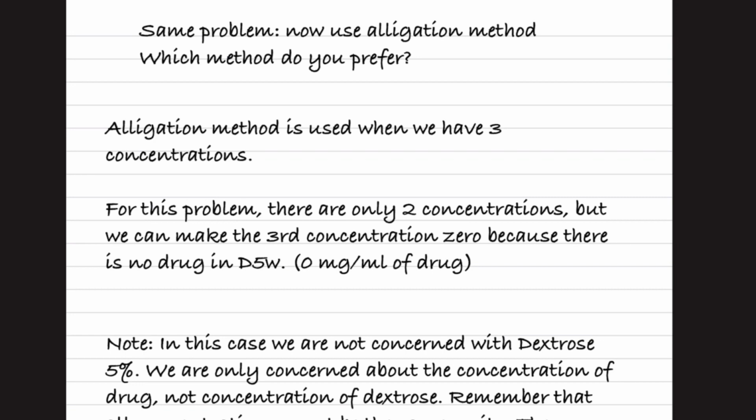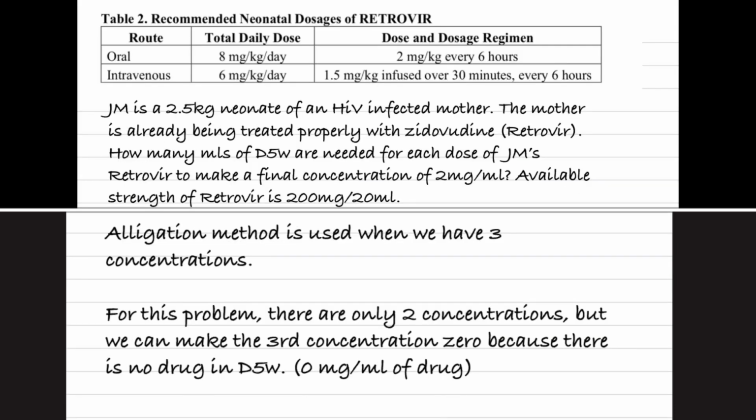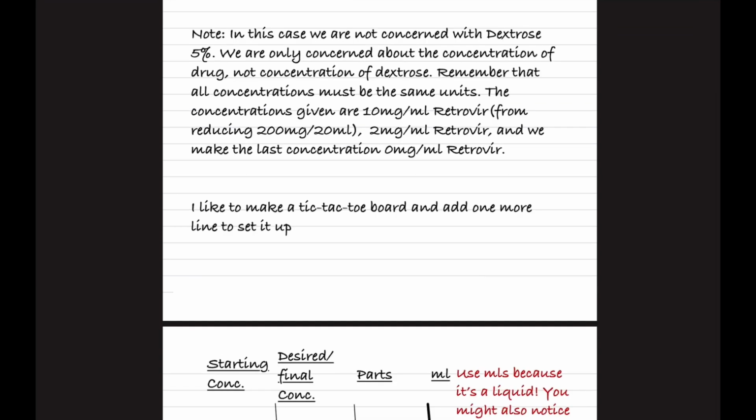Alligation method is used when we have 3 concentrations. For this problem, there are only 2 concentrations, but we can make the 3rd concentration 0 because there is no drug in D5W. Note, in this case, we are not concerned with dextrose 5% at all. We are only concerned about the concentration of drug, not the concentration of dextrose.